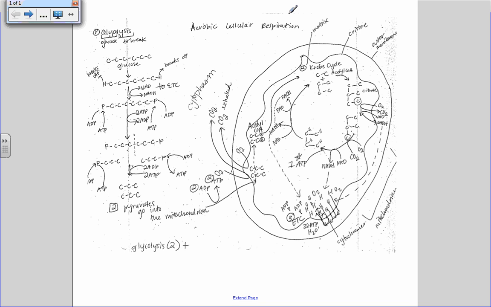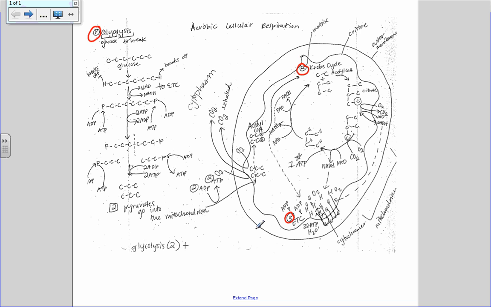All right, so what we have here is we've got 3 stages of aerobic cellular respiration. Glycolysis is the first stage. Okay, the Krebs cycle is the second stage, and then the electron transport chain is the third stage.